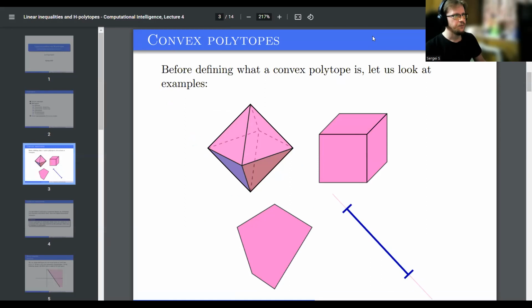Just a few examples. A convex polytope can be this 3D figure. It doesn't have to be 2D or anything like that. Like this thing, which looks like a 3D version of a rhombus, is convex, and it is a polytope. A cube is convex and a polytope.